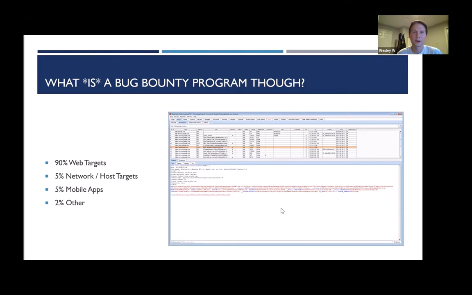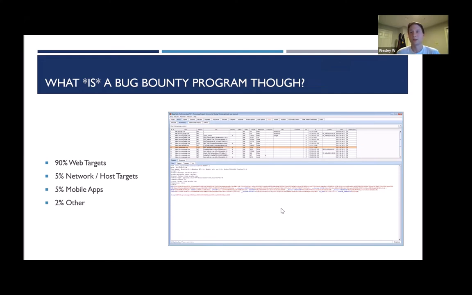Mobile apps are quite often included in a bounty program, but often they don't have anything different than their web target would have. And often it's the combination of both that's there. So I said 5%, but that 5% is more like unique mobile apps where something's different than just their website. And 2% other. So there's lots of overlap. The number never adds up to 100. There's always something random that a company will try.